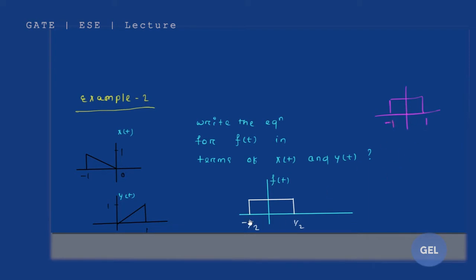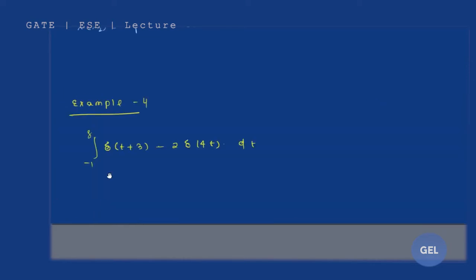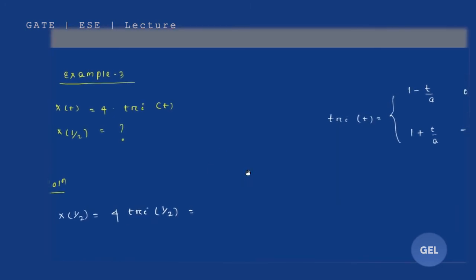But the question is asking minus 1 by 2 to 1 by 2. So what you are going to do, you just need to shift this towards this side, and you need to shift this towards this side. So the answer will be this much. I'm sorry, y of t plus 0.5. Okay, you need to solve this question on your own. The answer slides will be given down in the description.